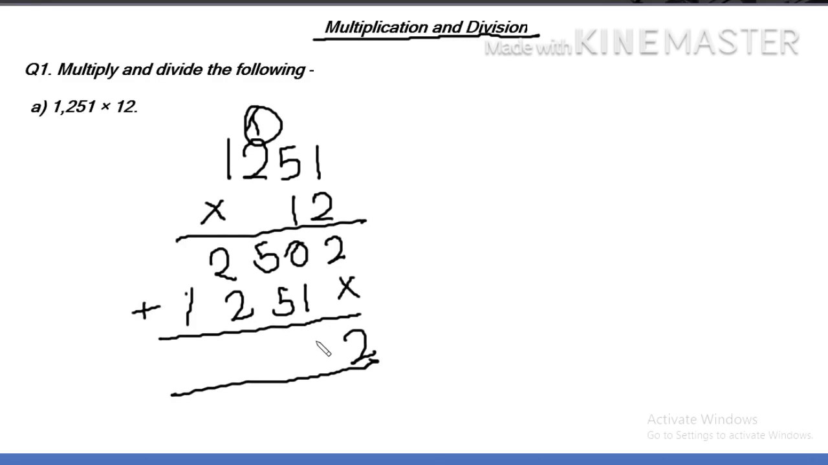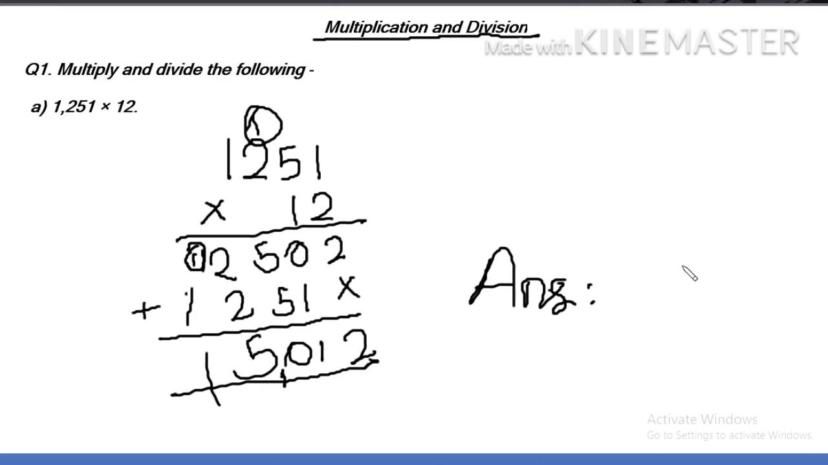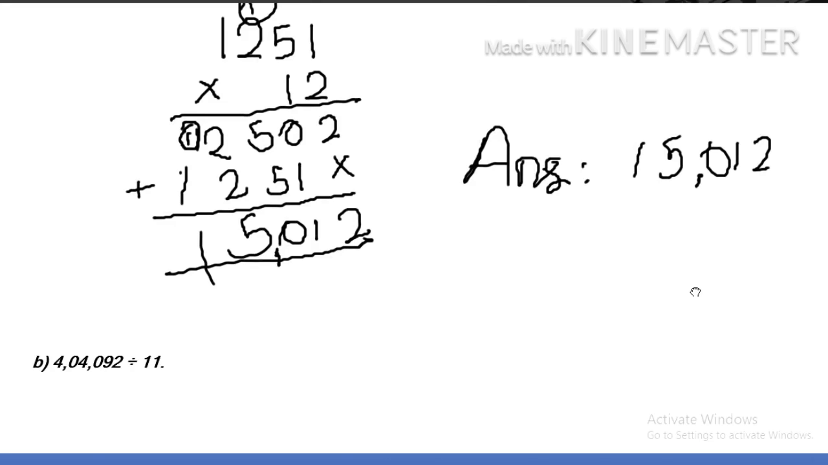So 2, 1, 10, 1 carry over. 2 plus 2, 4, plus 1, 5, and 1. So after adding and after multiplying this whole question, our answer is 15,012. So this was our answer for the first question.